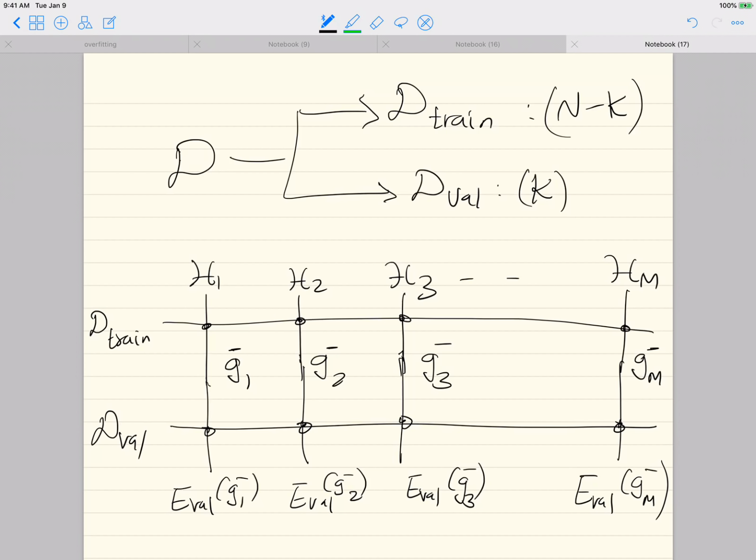Now, question: if you make the hypothesis class more and more complex, if you go from a simple model to a complex model, how would the training error behave? It will keep decreasing, right? The linear model will have the largest error. The second order model will have a smaller error. The third order model will have a smaller error, and so on.